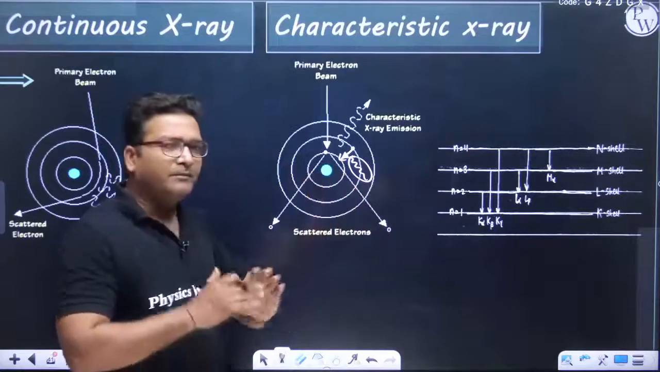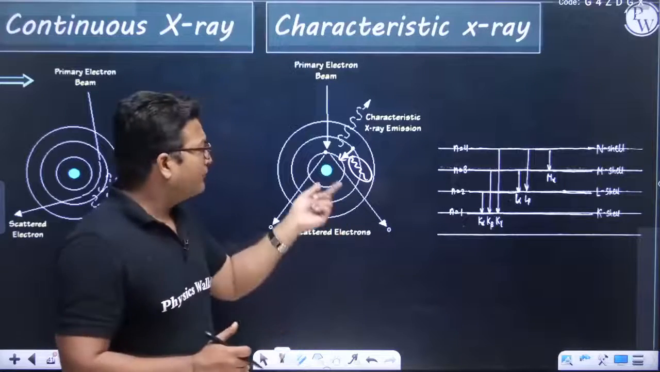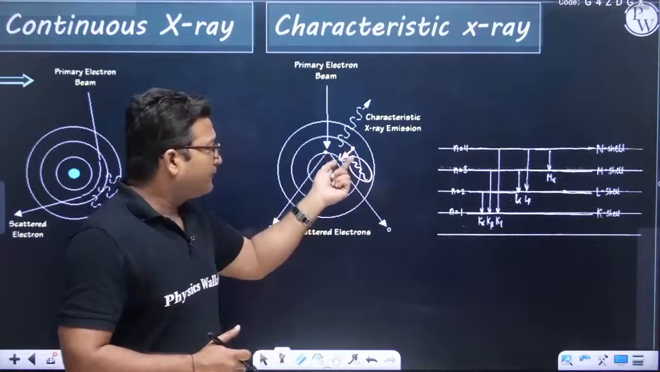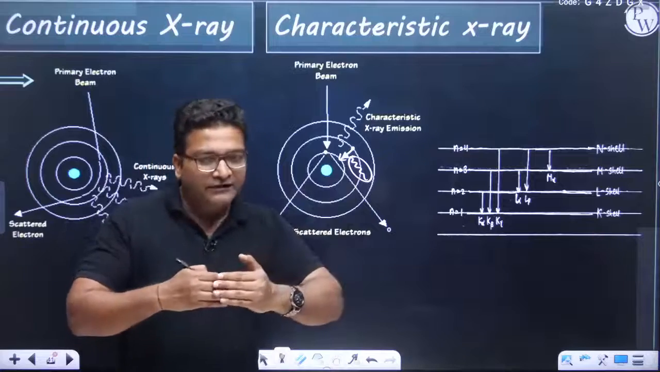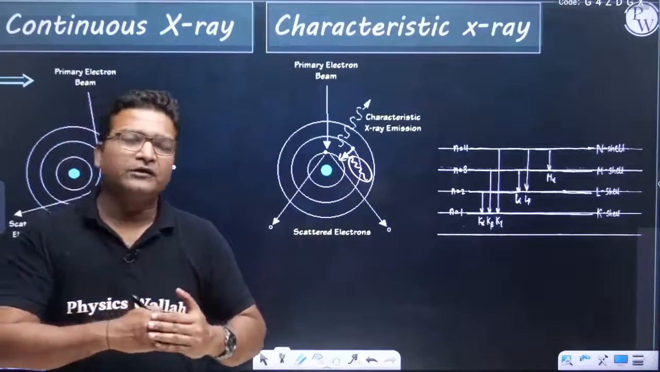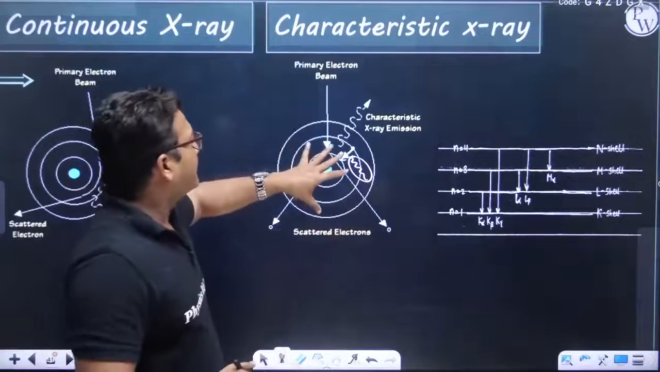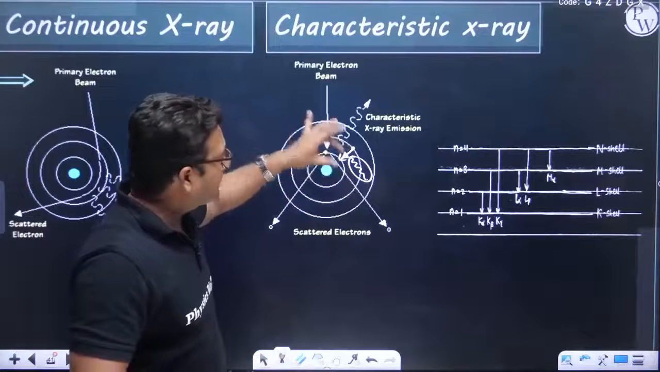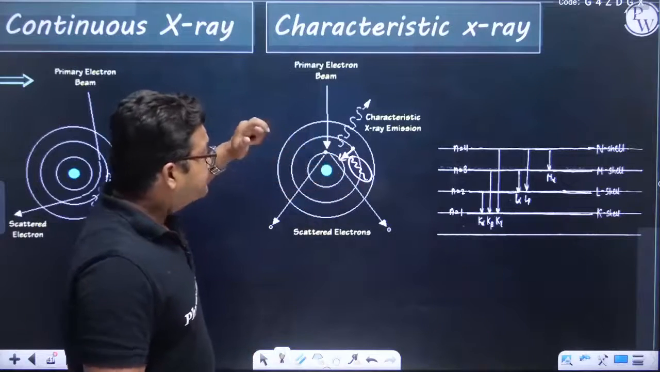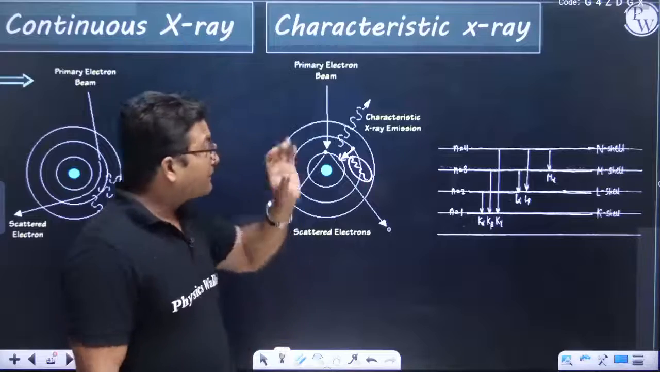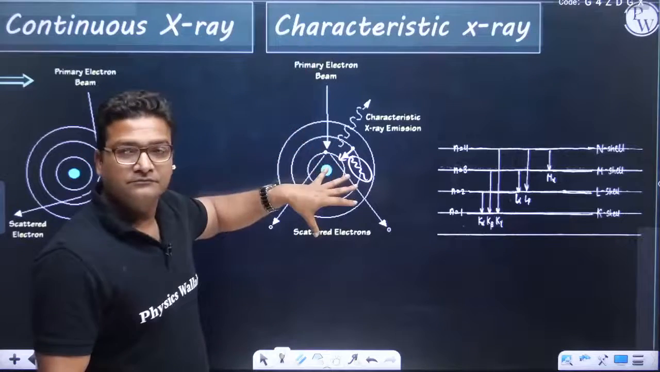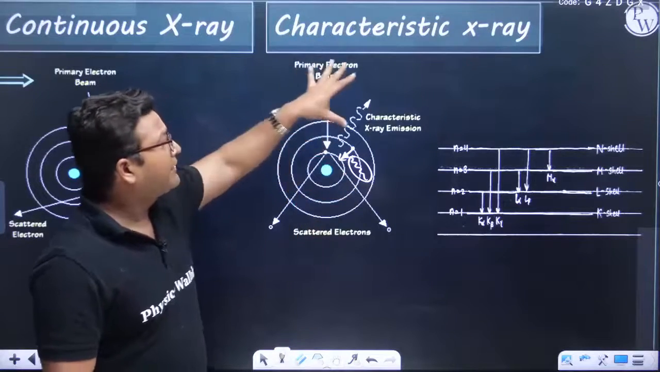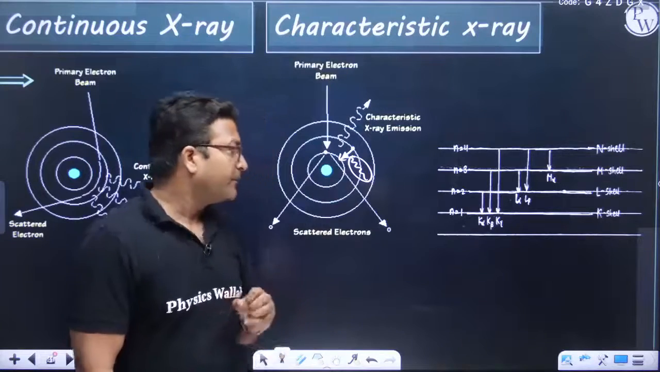Here there are not many possibilities of wavelength. So very few kinds of photons are emitted, and these X-rays actually depend upon the characteristic properties of the atom. Therefore, these are called characteristic X-rays. Okay.